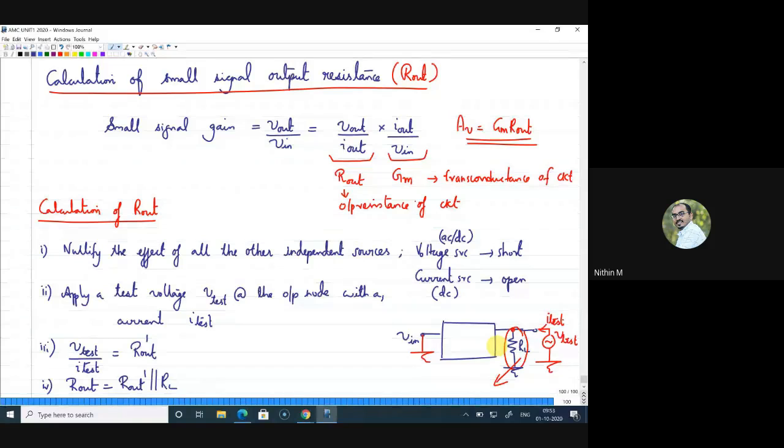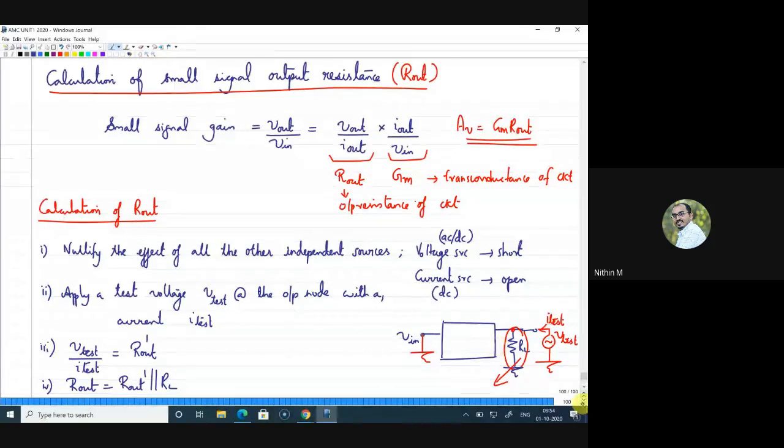Is this clear? Whether the steps are clear, I'll explain how to do this calculation. So in order to find output resistance, we have to nullify the effect of all the independent sources first. Then you have to apply a test voltage with a current of I test, and then measure that as R out dash, and finally combine it in parallel with the load resistance RL. Now you will not understand this yet, these are only the steps.